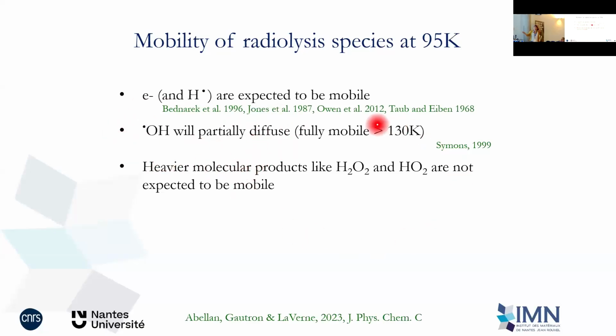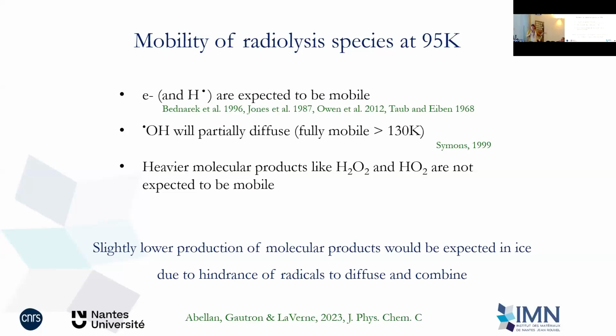But then heavier molecular products like the peroxides and the HO2, O2, hydrogen, they shouldn't be mobile. So you go to 96 Kelvin with a cryo holder, and these things should not move. So you're going to be changing that. But we keep thinking on how to explain this, okay?